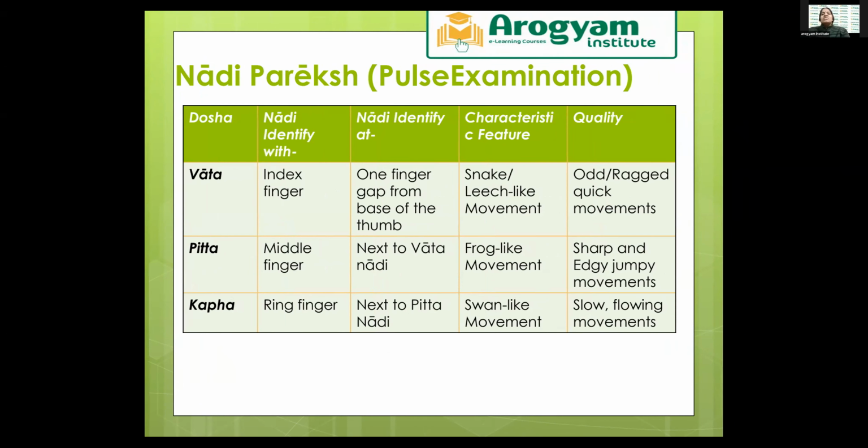इसका movements तो snake like, leech like लगता है, and its quality is generally odd or ragged or quick movements. Okay, then pitta nadi, which is depicted by the middle finger, right next to vata nadi. The movement will be jumpy like the frog. So ये तो sharp, edgy, jumpy movements हम देख सकते हैं पित्त नाड़ी का.